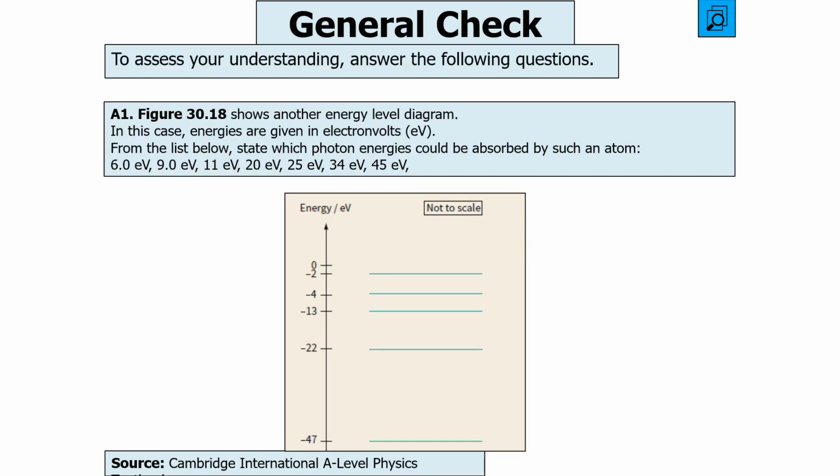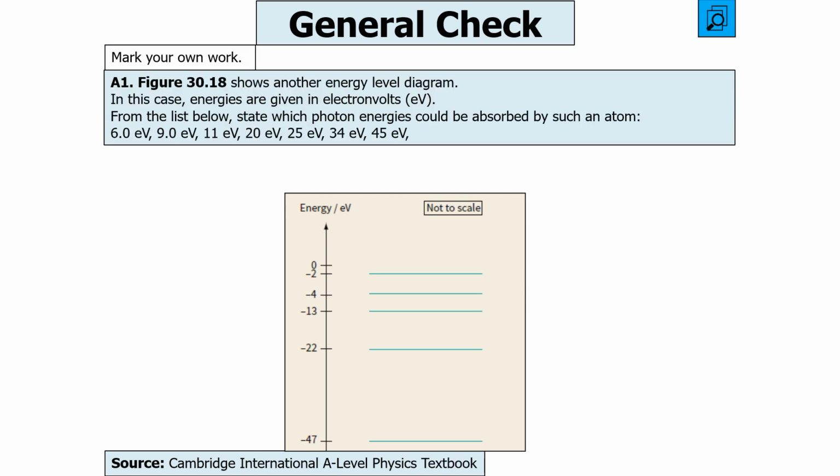The next question says, figure 30.18 shows another energy level diagram. In this case, energies are given in electron volts. From the list below, state which photon energies could be absorbed by such an atom: 6 eV, 9 eV, 11 eV, 20 eV, 25 eV, 34 eV, or 45 eV. So pause the video now, then unpause the video when you want to go through your answer.